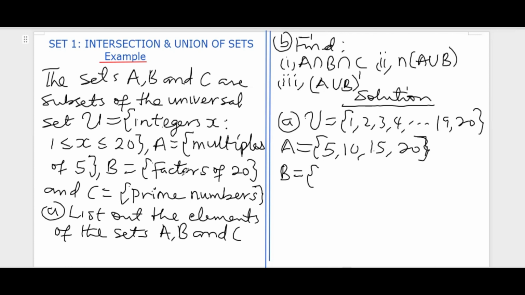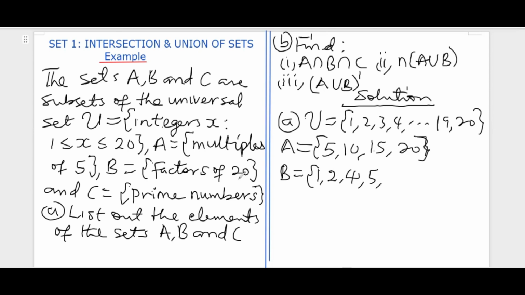So we have B. For B, factors of 20. Factors of 20 are numbers that can divide 20 directly without remainder. That is, numbers that 20 is divisible by. For example, 20 is divisible by 1, 20 is divisible by 2, because 20 divided by 2 is 10, we get a whole number. So 3 is not. 4, yes, 4 can go in 20 directly.